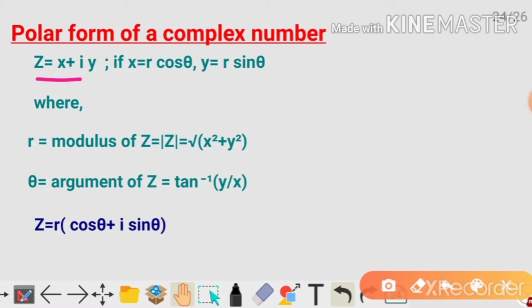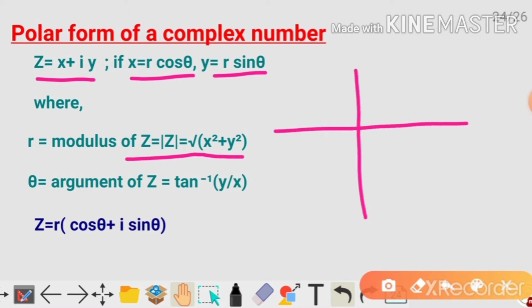Suppose z equals x plus iy is the complex number and we put x equals r cos theta and y equals r sin theta. Here r is the modulus of z. What is modulus of z?